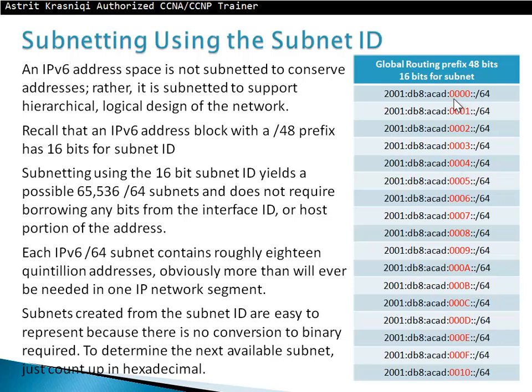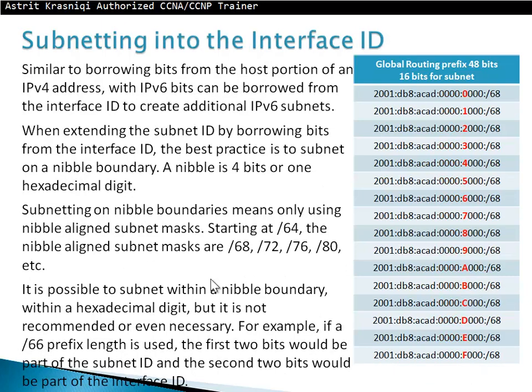So with this, there's 16 bits. Each hexadecimal digit represents 4 bits, and 4 plus 4 is 8, plus 4 is 12, plus 4 is 16. So with 16 bits, we can have 65,536 different subnets. That's more than we're ever going to need. Then it's easy to represent. We just go 1, 2, 3, 4, 5, 6, 7, 8, 9, A, B, C, D, E, F. When we reach F, then we go again 10, 11, 12, 13, 14. That's it. But we can subnet into the interface ID as well if we want.